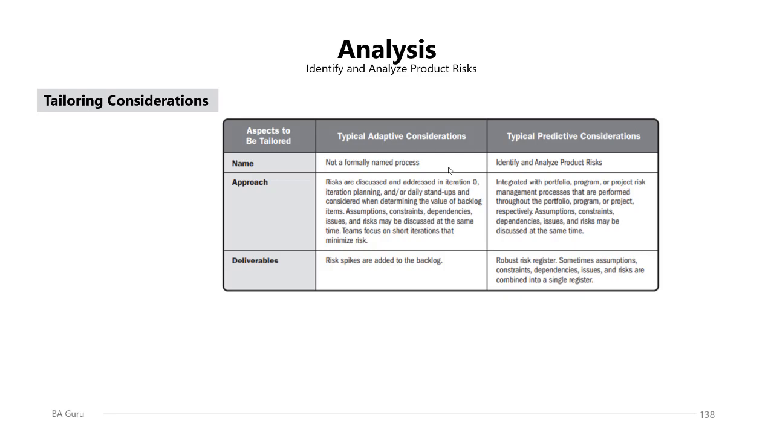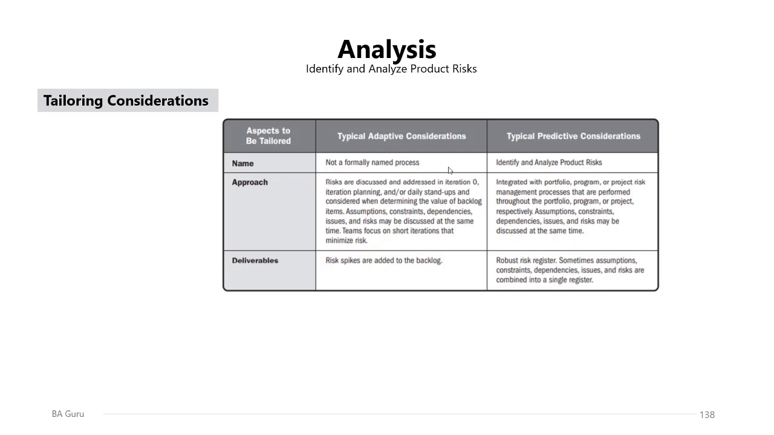Assumptions, constraints, dependencies, issues, and risks may be discussed at the same time. Teams focus on short iterations that will minimize the product risks, and the deliverable or the outcome will be risk spikes that are added to the product backlog when needed.